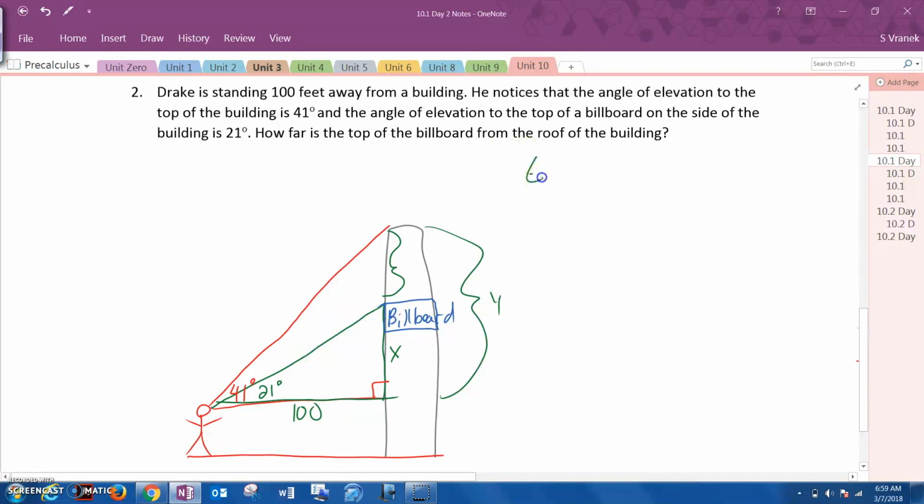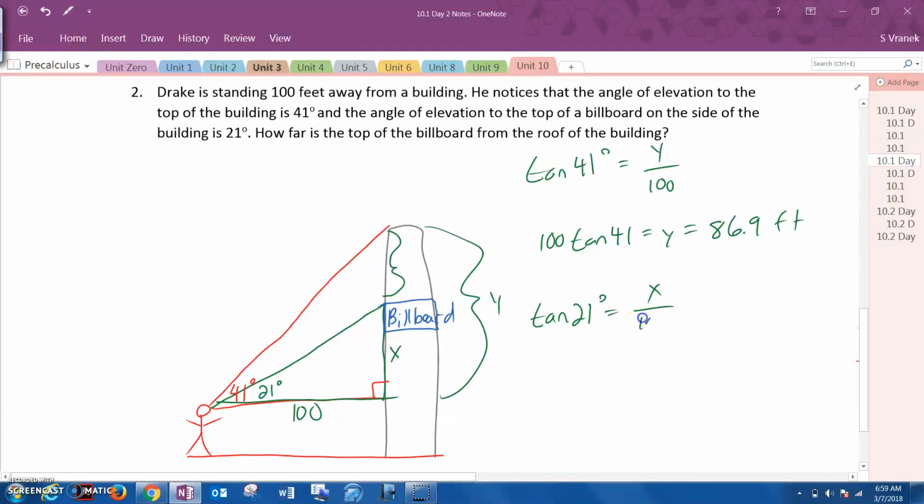So I have tangent of 41 degrees is equal to opposite, which is y, over 100. So when you do that, you end up with 100 tangent of 41 equals y, which is equal to 86.9 feet. We could also find x by doing the same setup, except we're at 21 degrees for that little green triangle. So we get x over 100. So I get 100 tangent of 21 equals x. And that equals 38.4 feet.